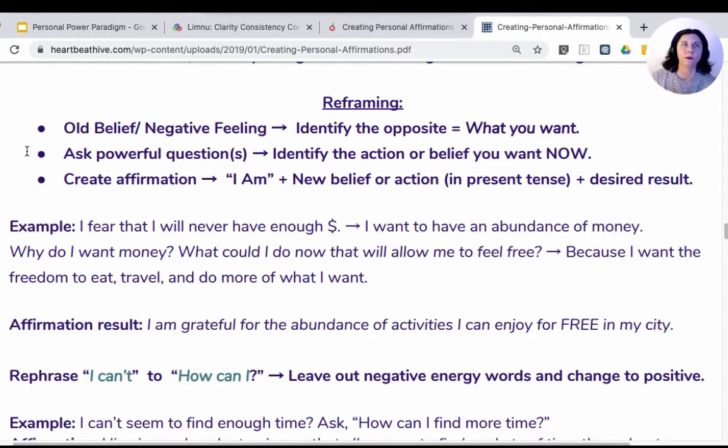Okay, so one way that I would change my language if I had the belief that I can't do math would be, I'm learning to be good at math. Okay, so I say that out loud. I'm learning to be good at math. It's a little too high for me because I'm not good at math at this point. So what's a powerful question that I can ask? Okay, why do I believe that? Why?